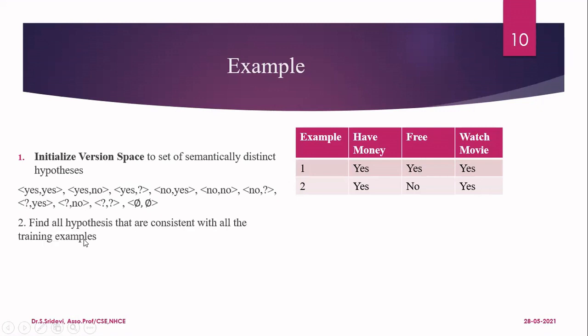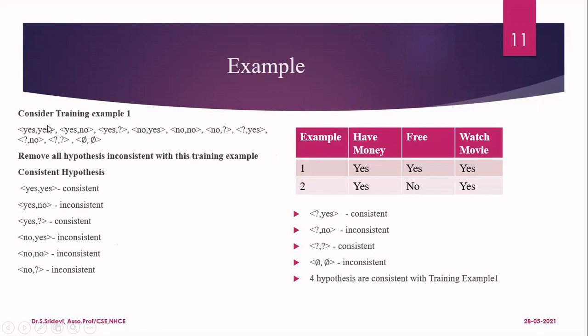So now what is the next step? You have to find all the hypotheses from this set that are consistent with all the training examples. So that is our step now. Now let us do that. I'm going to consider training example 1. If you consider training example 1, it is having yes, yes, and the answer is yes. So you have to find out of these hypotheses, how many are going to correctly classify this instance as yes.